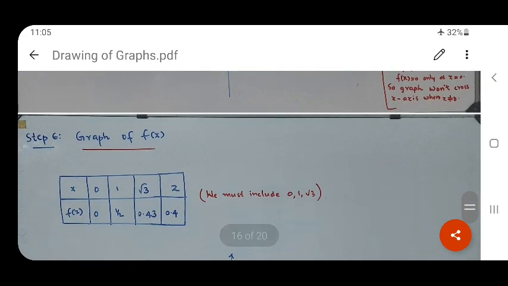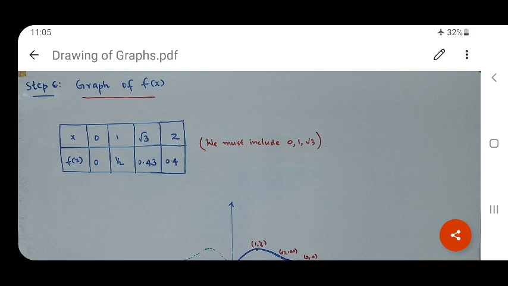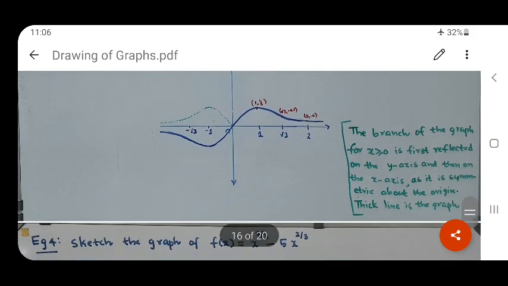Using the information in step 5 and locating some points on the graph, we draw the graph. We need not include the negative points because it is symmetric about the origin, so we consider only the points for x greater than or equal to 0. We reflect the graph first on the y-axis, which I have drawn using these dotted lines in green ink, and then that portion is reflected on the x-axis. So this darkened, thick curve is the required graph of the function.